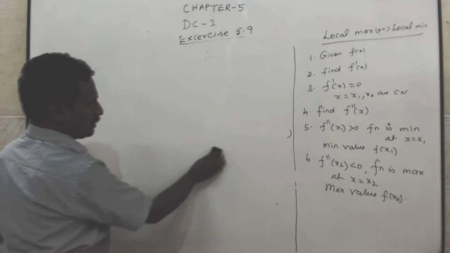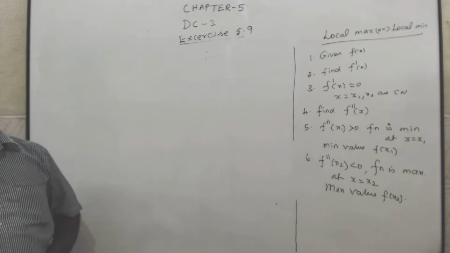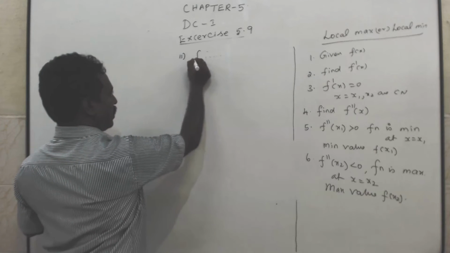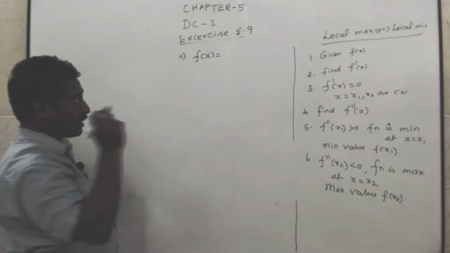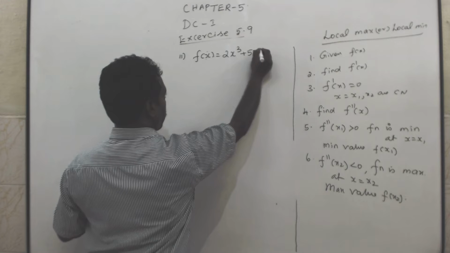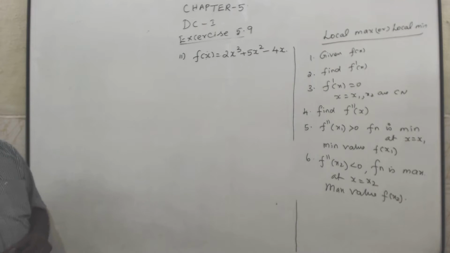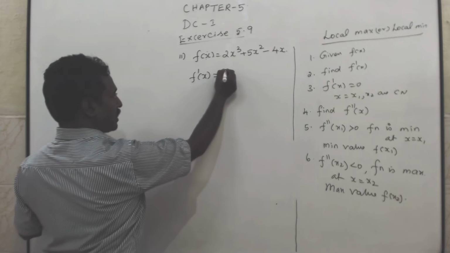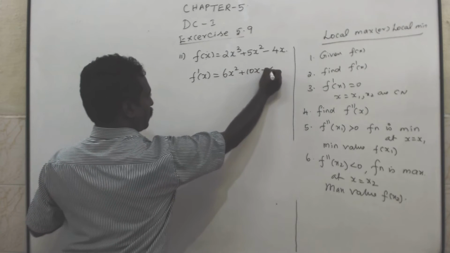So now you know the procedure. Sum number 2. What is f of x? f of x is equal to 2x cube plus 5x square minus 4x. What is f dash of x? 6x square plus 10x minus 4.